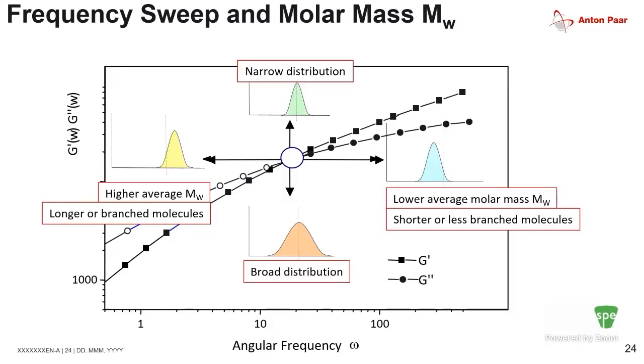So as the frequencies for this crossover point shift to, say, higher frequencies, this is an indication of a low molecular weight material because, again, you have smaller chains. Smaller chains relax much faster, whereas longer branched polymers or molecules take longer to relax, which is why that crossover point would shift to lower frequencies in this case. Now, as that crossover point shifts up and down on the y-axis, the lower it is, the broader the distribution, whereas the higher it is overall, the narrower the distribution.